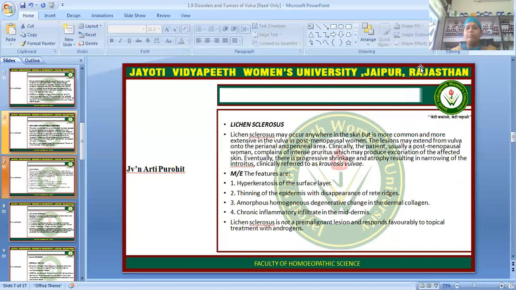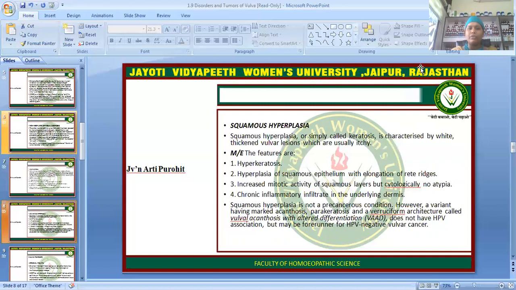Eventually, there is a progressive shrinkage and atrophy resulting in narrowing of the introitus, clinically referred to as kraurosis vulvae. Microscopic examination shows hyperkeratosis of the surface layer, thinning of the epidermis and disappearance of the rete ridges, amorphous homogeneous degenerative changes in the dermal collagen, chronic inflammatory infiltrate in the mid-dermis. Lichen sclerosus is not a pre-malignant lesion and responds favorably to topical treatment with androgens.